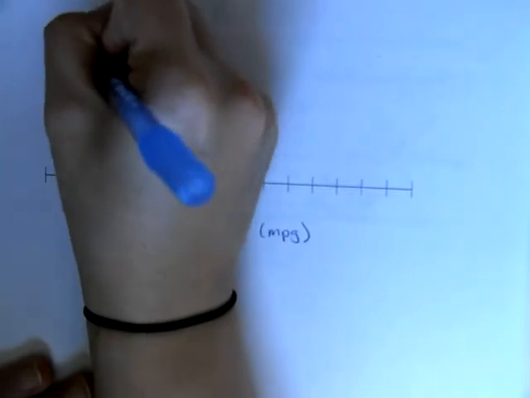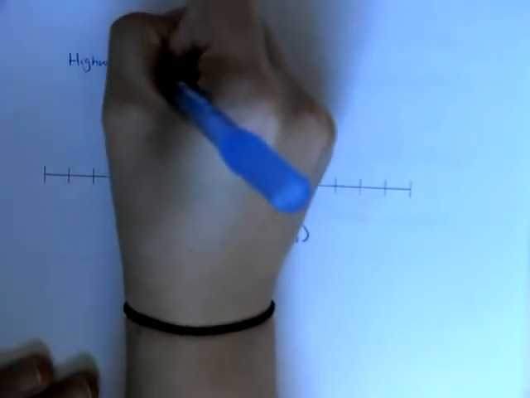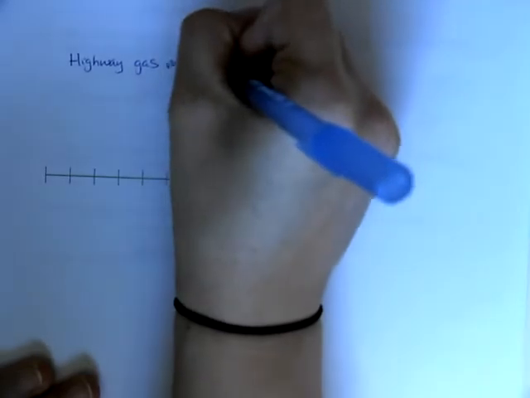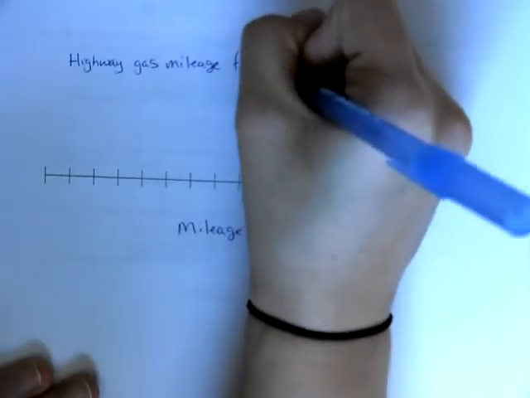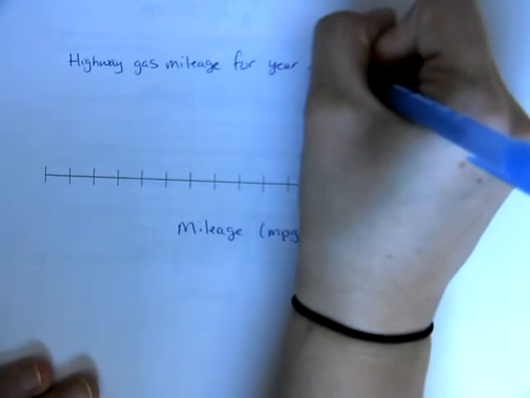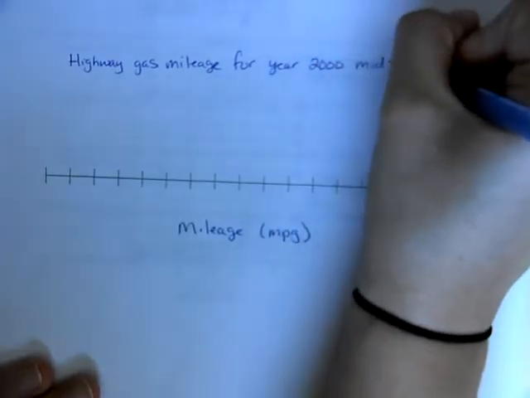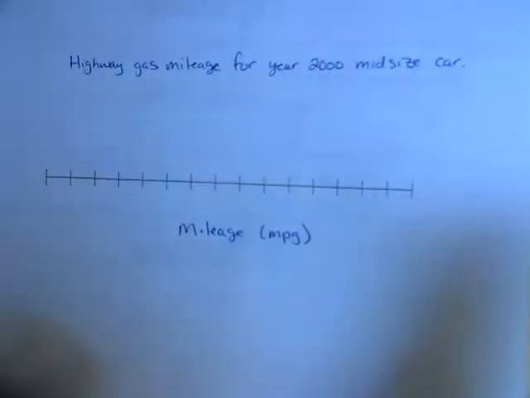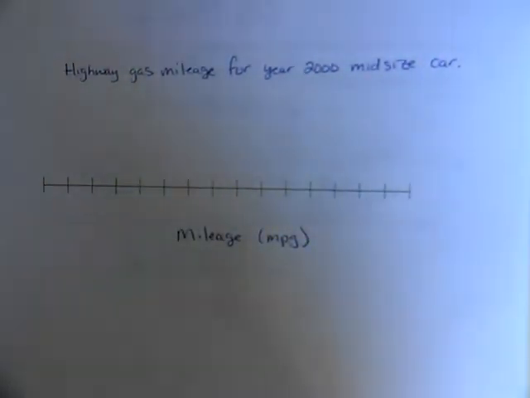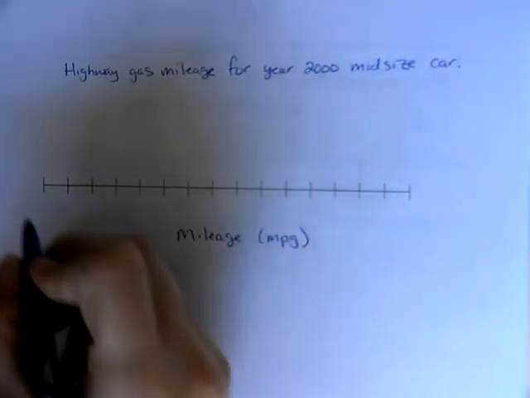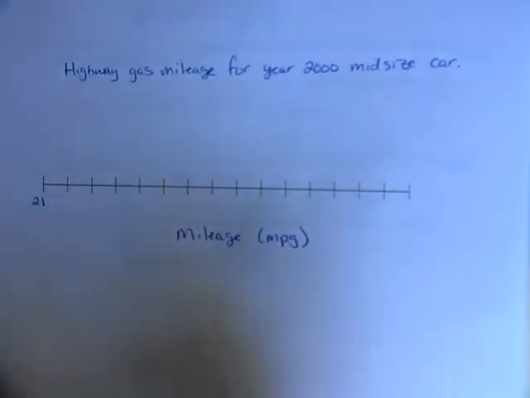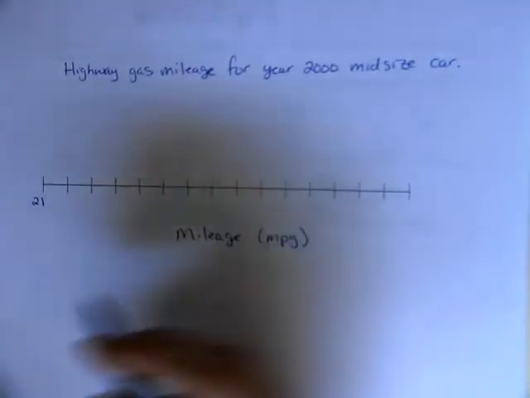Now for your title, again, you don't have to be fancy. I'm just going to say highway gas mileage for year 2000 midsize car. Okay, and then every time you see a miles per gallon value, you're going to put a dot. Now the lowest is 21 miles per gallon. So I'm going to start there. The highest, I think, is 32. But we're just going to keep going.